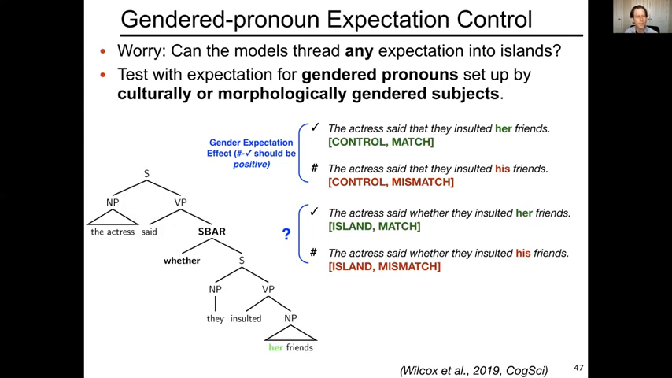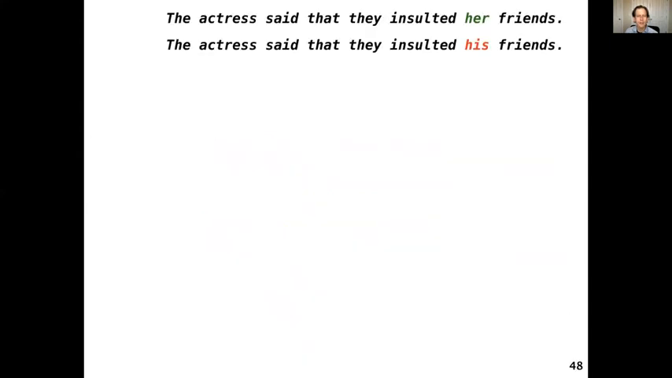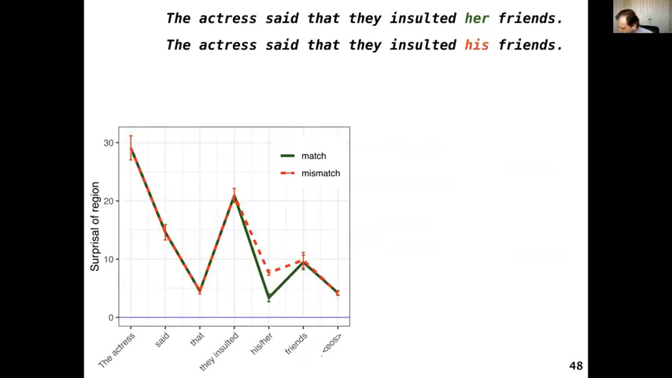And so, once again, this is the syntactic tree: whether sets up an island, but the question is whether this island effect also manifests in expectations for gender. So we'll look into this and see whether that works. So here this is the control condition. We see exactly the sanity check effect.